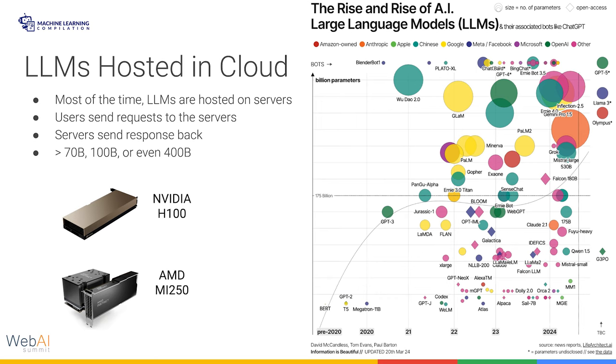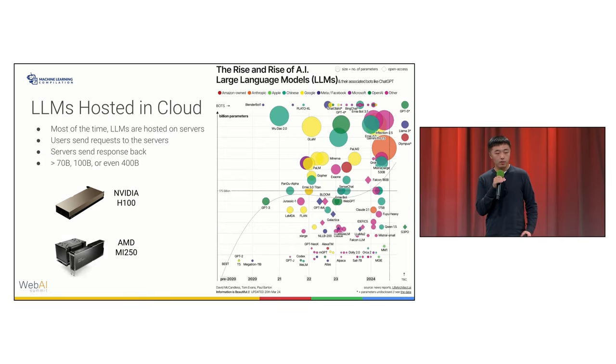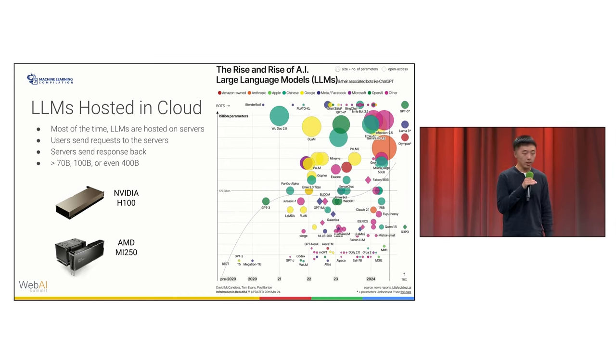So a bit on the background, we've seen great advancement in the past 2 years in generative AI, specifically in large language models. However, most of the time, large language models are hosted on servers. Users send requests to the servers and get responses back. One of the main reasons is that the most performant models are super large, like 70 billion or 100 billion or even 400 billion parameters. To run these models, you need cloud server level GPUs such as the H100 from NVIDIA or the AMD equivalent.